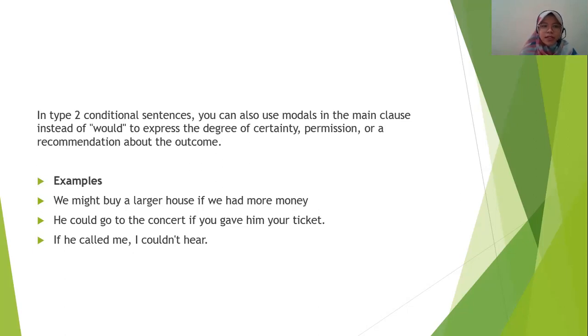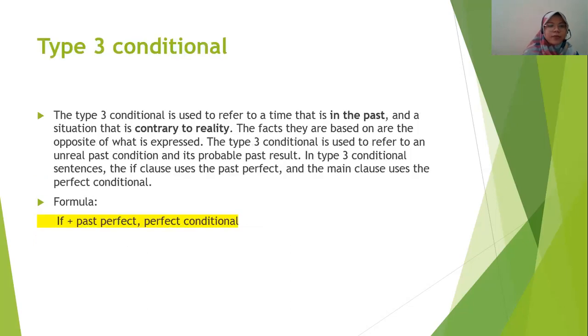Type 2 conditional sentence also allows you to use modals in the main clause instead of "would" to express the degree of certainty, permission, or a recommendation about the outcome. So this is the example: we might buy a larger house if we had more money. So we use might and we use could and also other modals.